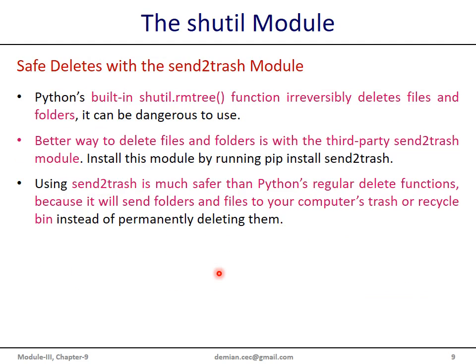Safe delete with the send2trash module. As I said, the rmtree function irreversibly deletes all the files and folders. It means that we cannot recover the deleted files as they are deleted permanently. A better option is to delete a file or folder so that they remain in a recycle bin or trash. For that we have to use the third party module called send2trash, and we need to install that module by running pip install send2trash. If we delete the files and folders with this module, we can still recover the deleted items from the recycle bin or trash folders of the operating system.